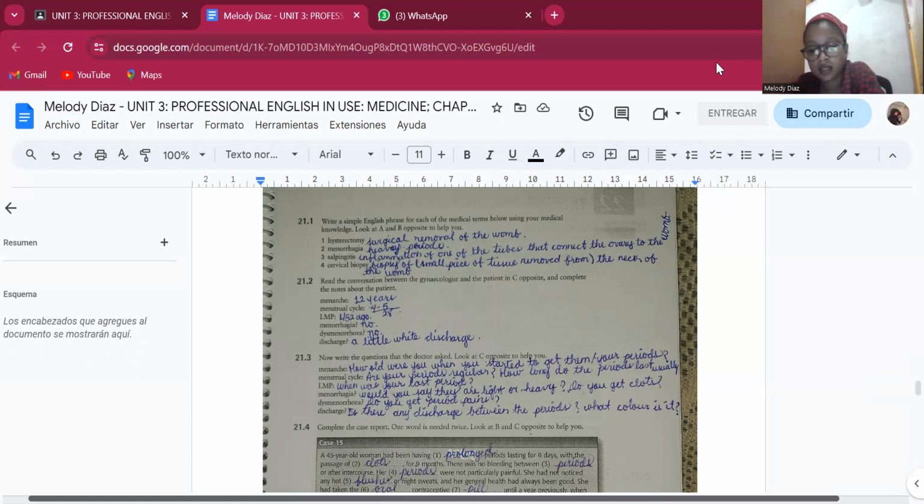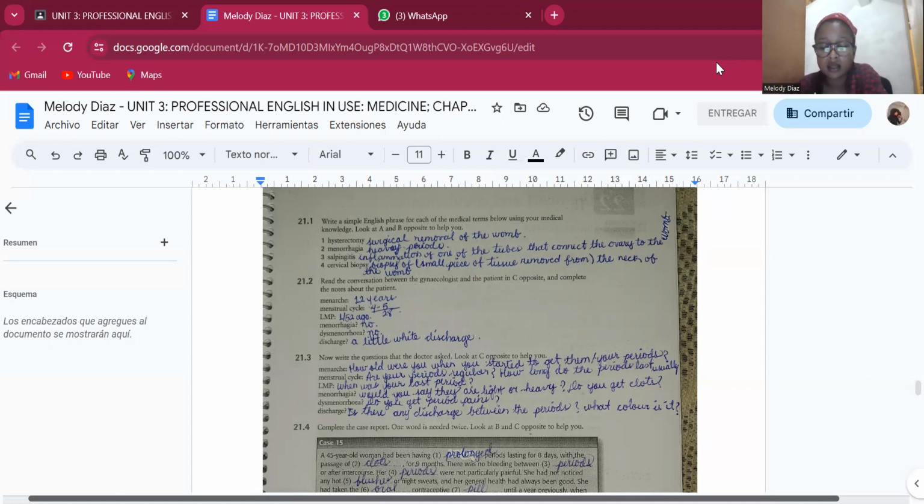Do you get clots? Dysmenorrhea: do you get period pains? Discharge: is there any discharge between the periods? What color is it? Complete the case report. One word is needed twice. Look at B and C opposite to help you.